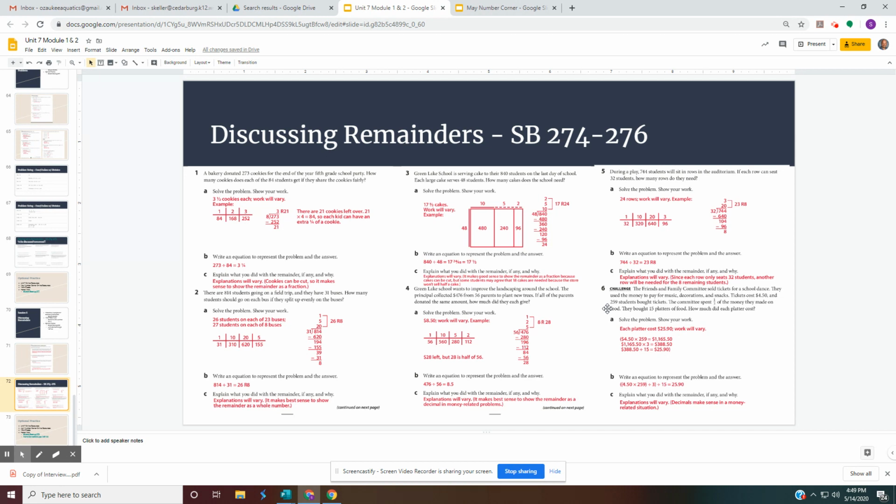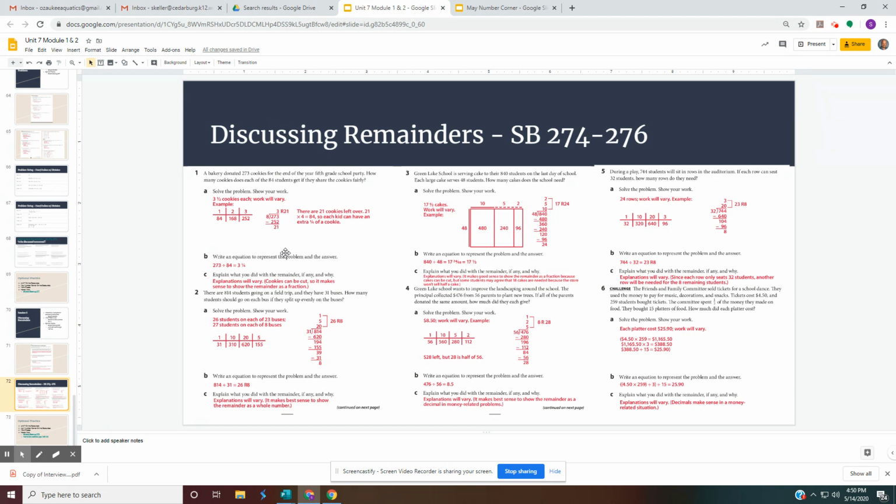So if we take a look at this first one, it says a bakery donated 273 cookies for the end of the year 5th grade school party. How many cookies does each of the 84 students get if they share the cookies fairly? So here we used a ratio table, right? If one cookie meant that everybody had 84 cookies. If I gave 2 cookies out, that would be 168 cookies. And if I gave 3 cookies, that would be 252 cookies. If I would subtract that from 273, I get 21 leftover cookies.